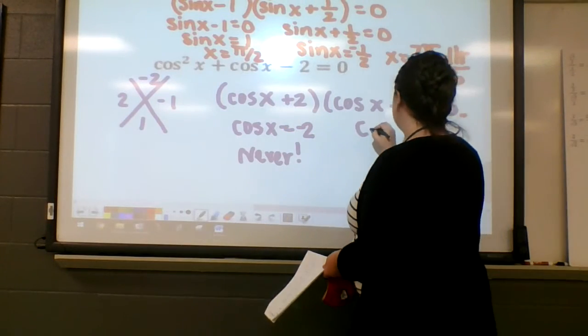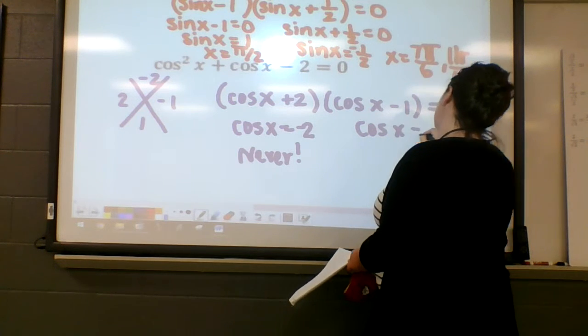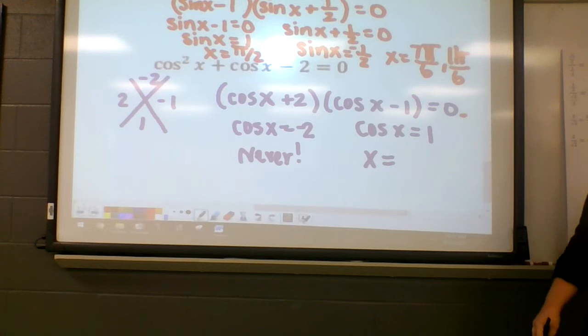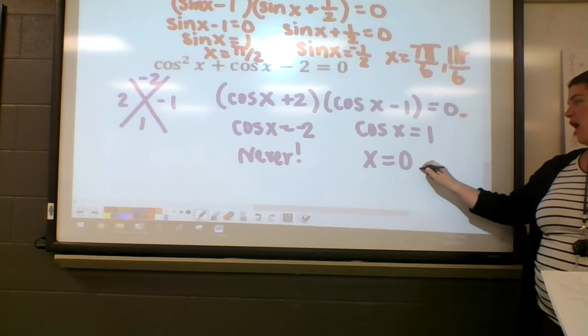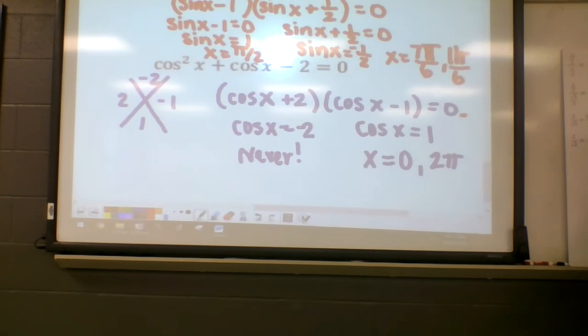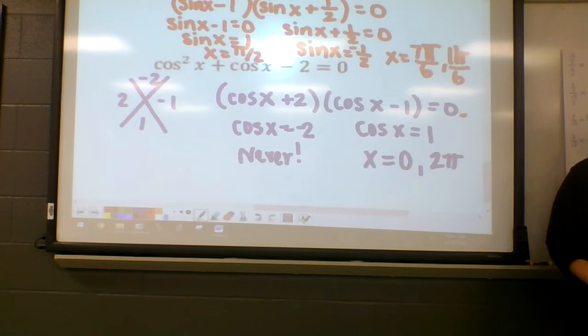Over here, we have cosine of x equals +1. That does happen, and that happens at 0, and you could include 2 pi or just put 0, right? Because 0 and 2 pi are the same. So it is possible as you're working through these that you get a piece where there's no angle that will give you that value.